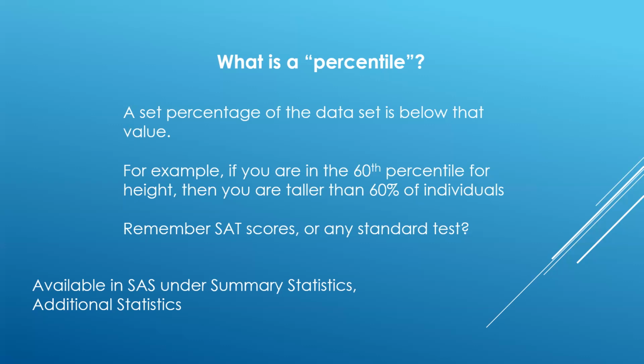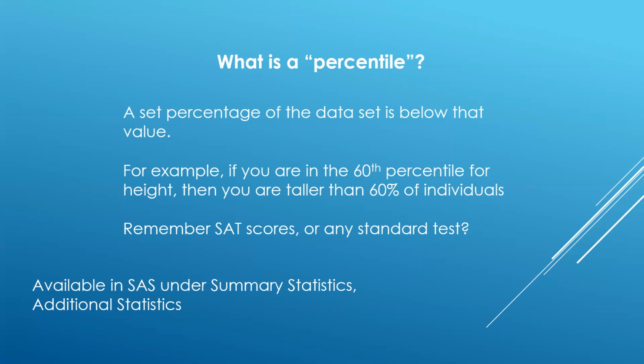It's most commonly used as a strictly greater than. So it means that 90% of the things are less than this value, whatever that value happens to be. So for example, if you're in the 60th percentile for height, then you are taller. See how it says taller, strictly taller, not taller or equal than 60% of all individuals.